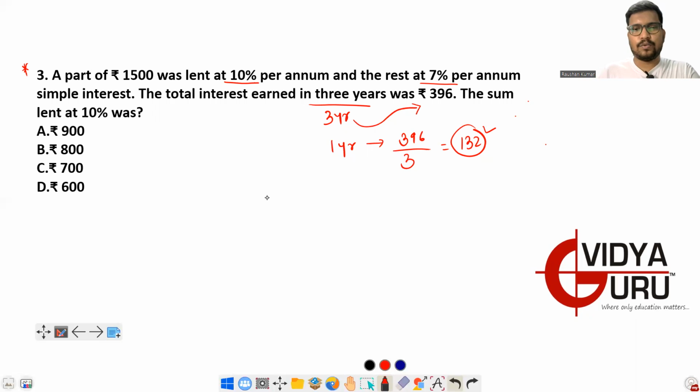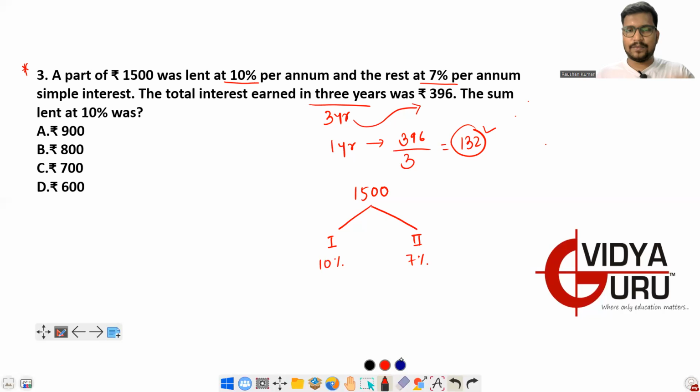Now see here, the question is saying 1500. Try to understand this concept. We don't have to say the first amount is A and the second amount is 1500 minus A. No, we don't have to go like this. We have 1500 and we have to divide it into two parts. This is the first part and this is the second part. A part of 1500 was lent at 10% per annum and the rest at 7% per annum. First part is 10% and the second part is 7%, right?